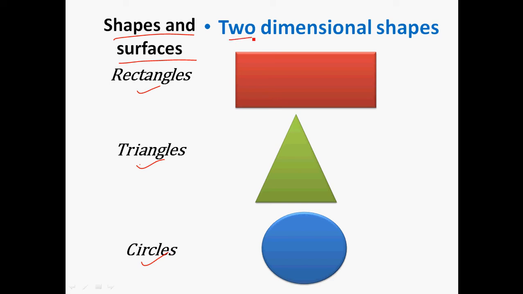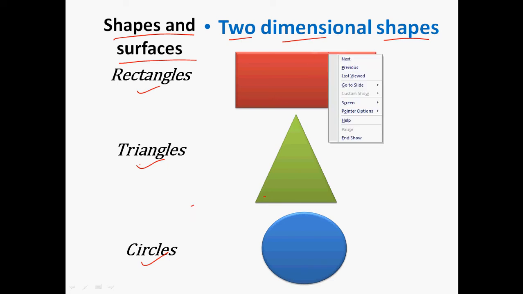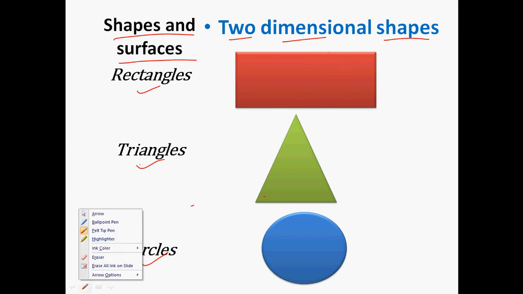Here we have two dimensional shapes. What is dimensional? It means how many faces the shape has. Here, the rectangle has this side. Sorry, did we use the other color? We use the black one. We have this face, number one, and here. So rectangle has two dimensional shapes. Triangle also has a two dimensional face.